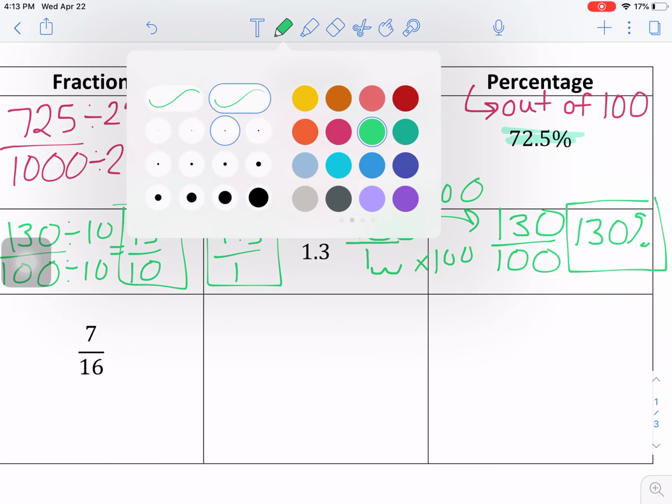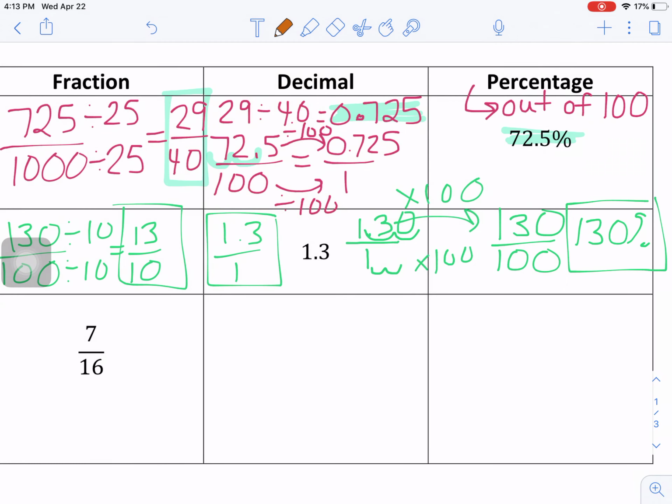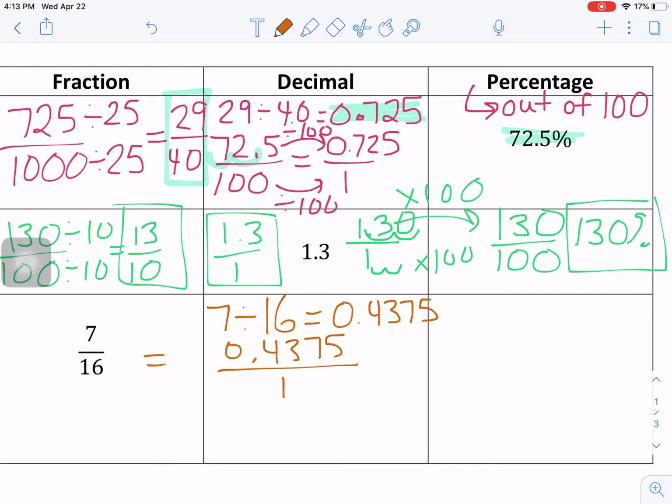In the last example, we are given the fraction 7 divided by 16, or 7 out of 16. It's easy to convert it to a decimal because you'll remember you just take the numerator and you divide it by the denominator. 7 divided by 16 gives us 0.4375. So that gives us 0.4375 out of a whole. So we could put that out of 1 if we wanted to express it as a fraction. And writing it like that makes sense. All we're doing is dividing top and bottom by 16.